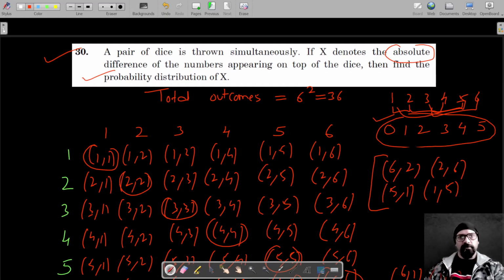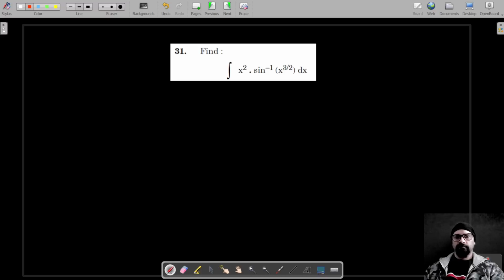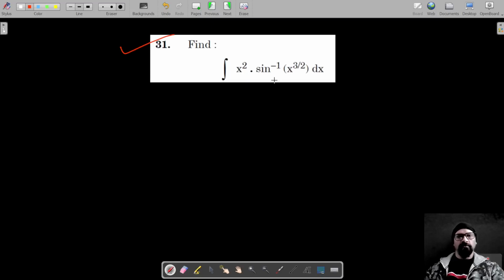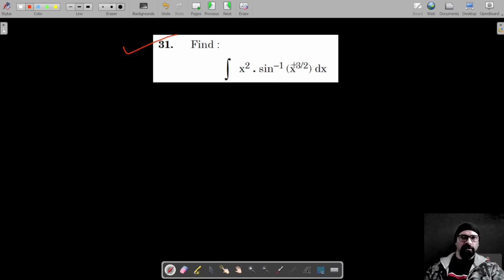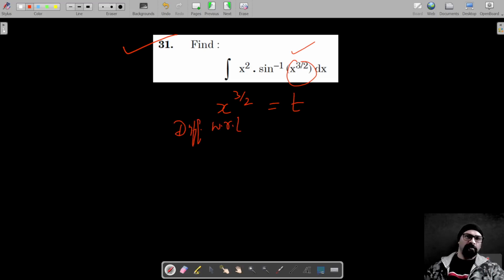Let's move on to question number 31. For question number 31, we have to find the integral of x square into sine inverse x raised power 3 by 2 into dx. So let's try to get rid of this by making some substitution, and let's say x raised power 3 by 2 is equal to t, and we are going to differentiate this with respect to t, not with x, but with t.